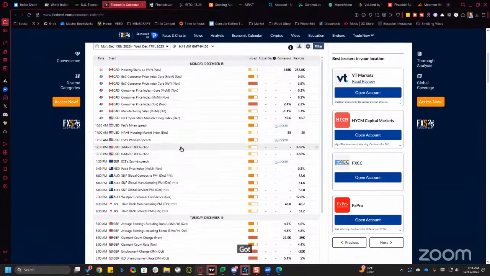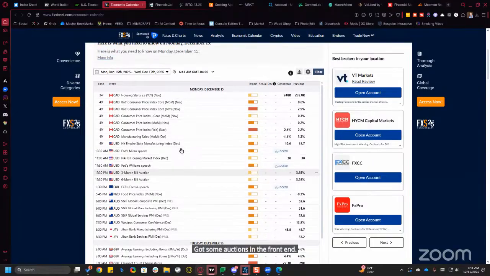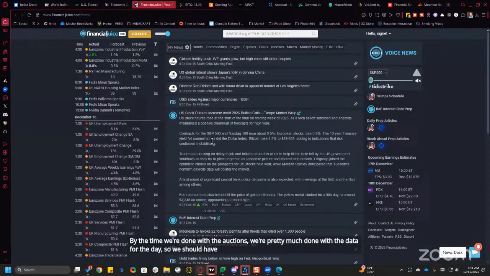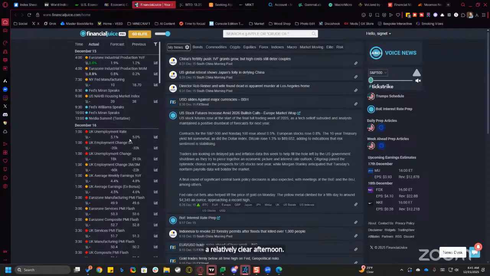Got some auctions in the front end. By the time we're done with the auctions, we're pretty much done with the data for the day. So we should have a relatively clear afternoon. Unless you really think we're going to get something out of NVIDIA's summit, right? It's supposed to be this afternoon. Are they really going to shake the market with anything new to say? I mean, do they even have anything new to say? Or are they just going to regurgitate the same old, same old?